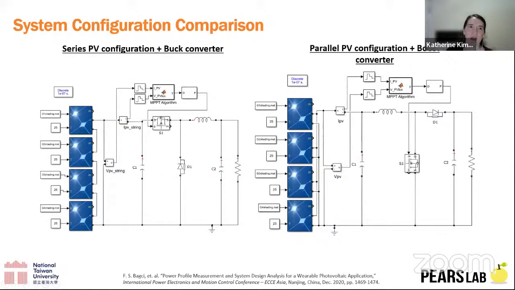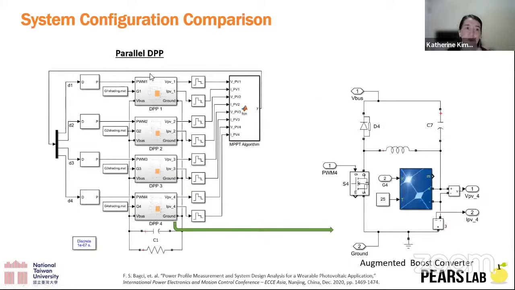And then we wanted to compare the different system configurations. So one would be series connected. This is all in simulation: series connected panels with one converter, a buck converter. Then a grouped parallel, so all of these are in parallel, and then they go to one boost converter to boost up to the 5 volts. And then the other one was the parallel. Here we're calling it DPP, but actually it's an augmented boost converter. So it's really an individual converter control for each of these. All right, so you can see that on the right here.